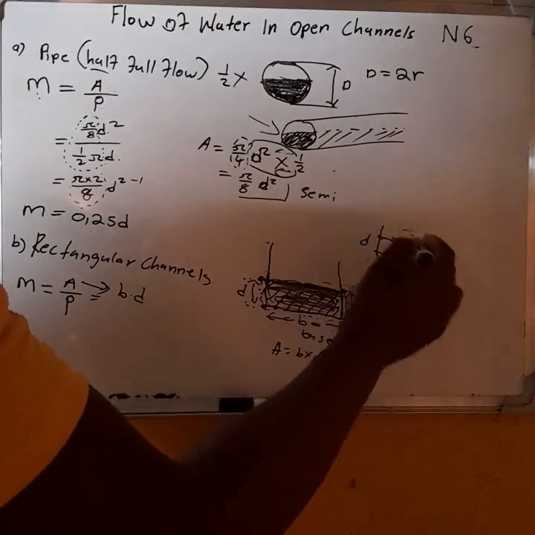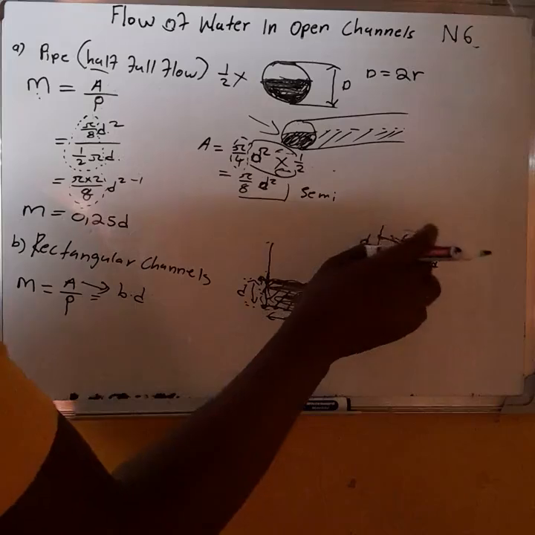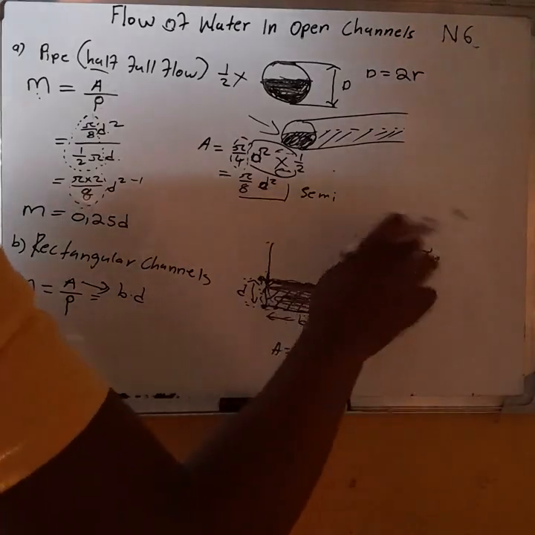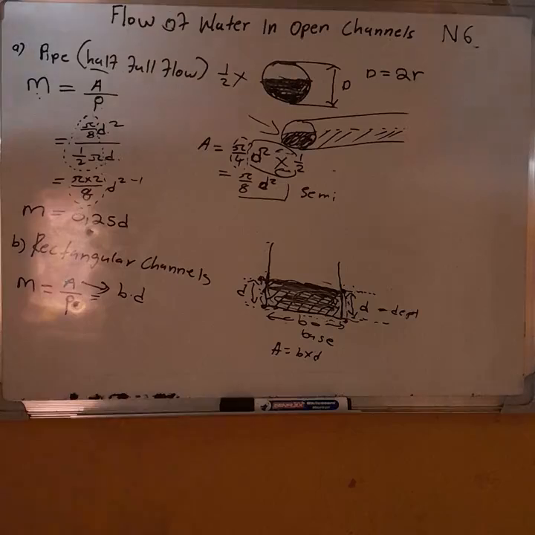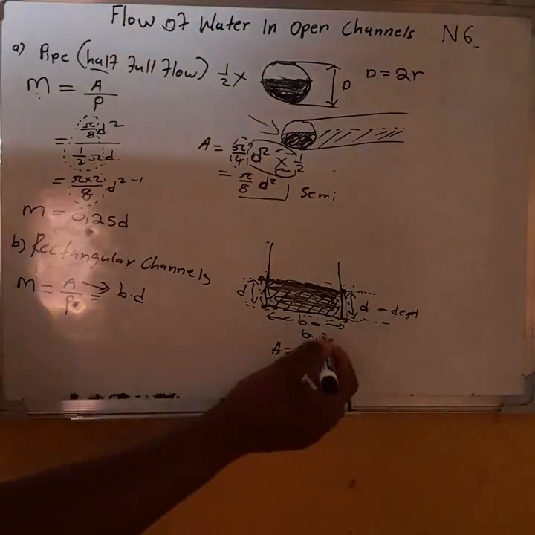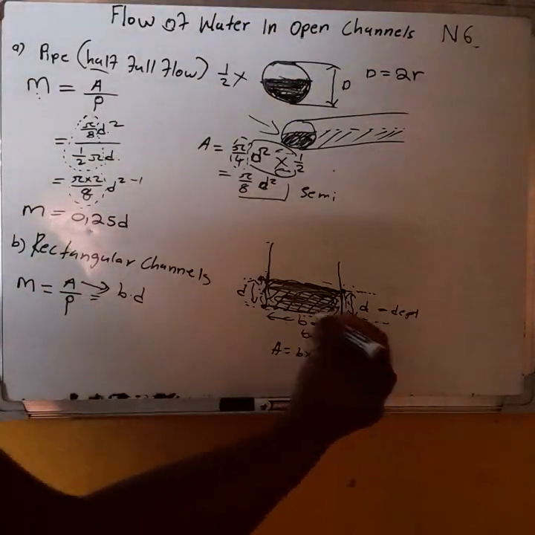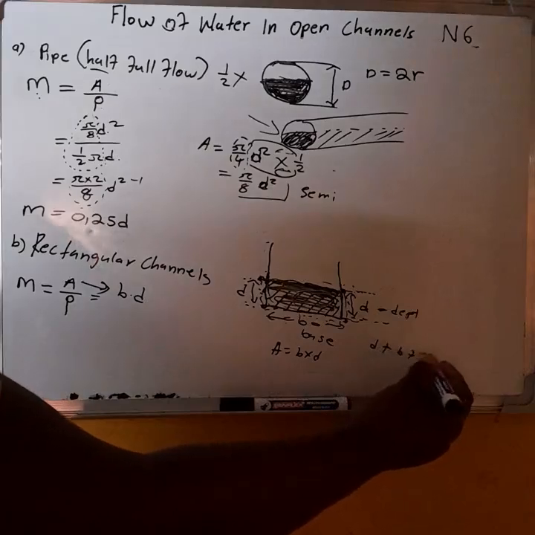But here, as you can see, this side is exposed to the atmosphere. It is not in contact with the pipe, right? So we consider these three sides: 1, 2, 3. We add them. We have 1, 2, 3, which is D plus B plus D.